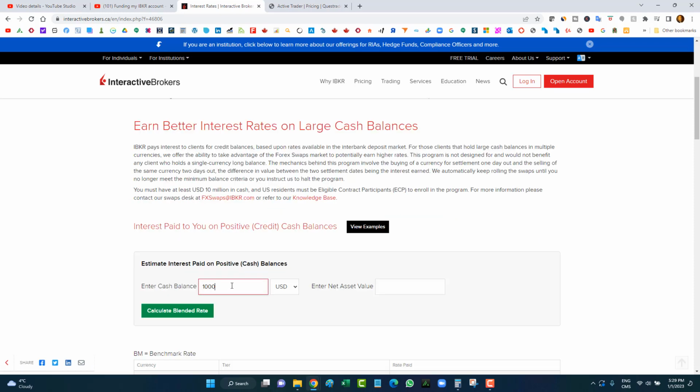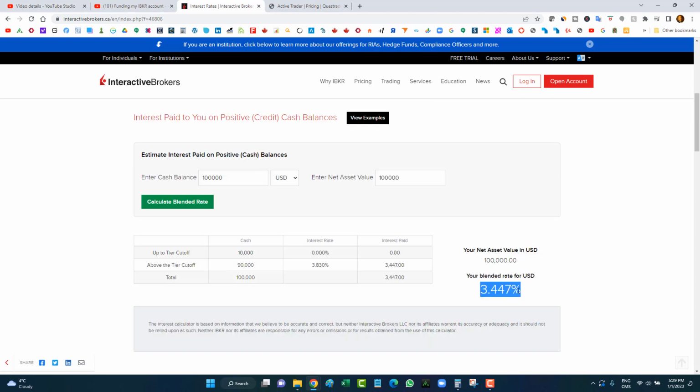So let's say you have 100,000 in your portfolio and your net asset value is as well 100,000. Your blended interest rate would be 3.4%. So it's much better than a savings account. It's not as good as a GIC at a bank, but at least your cash is liquid and available to you to trade right away and buy stuff with it if you want.